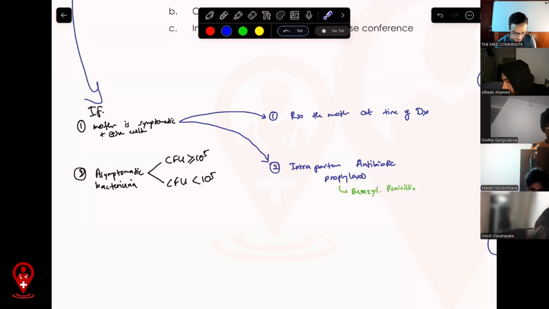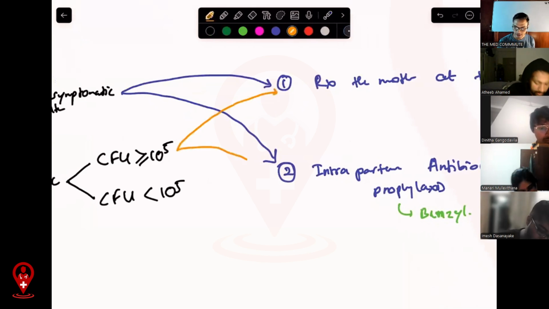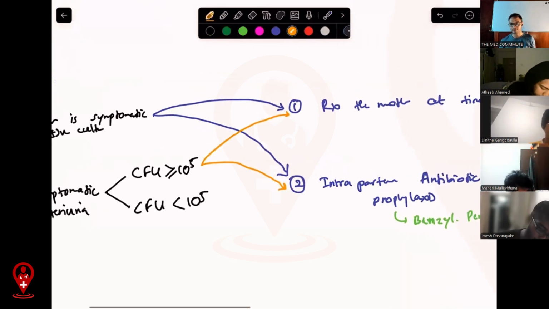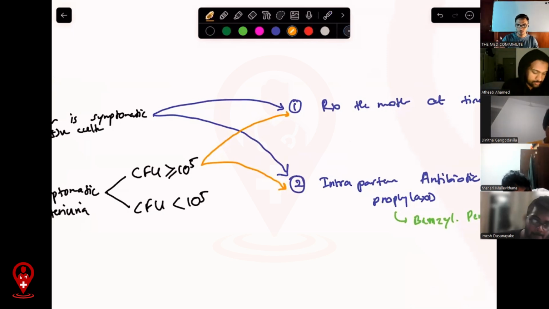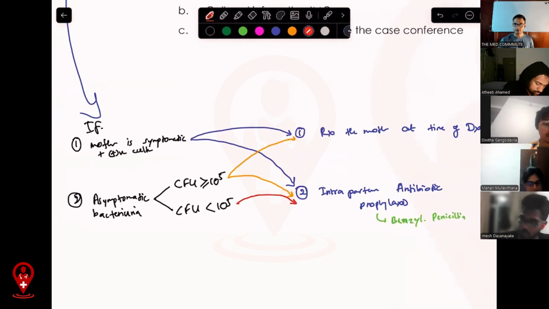Okay, so what were we saying? In the case of a mother who is having asymptomatic bacteriuria, if the colony-forming units are more than 10 to the power 5, or colony-forming units are less than 10 to the power 5, what are we going to do? If it is more than 10 to the power 5, guys, we have to again do both of these, right? Treat at the time of diagnosis and intrapartum antibiotic prophylaxis during labor. If the colony-forming units are less than 10 to the power 5, at the time of the diagnosis, RCOG recommends that we do not need to treat the mother. However, we must treat with intrapartum antibiotic prophylaxis during labor.